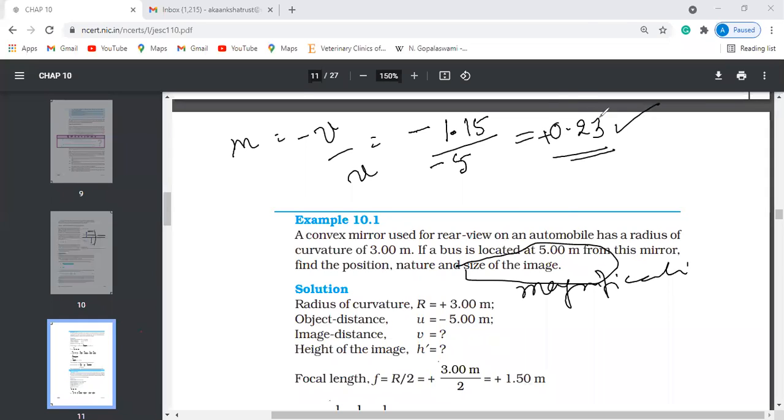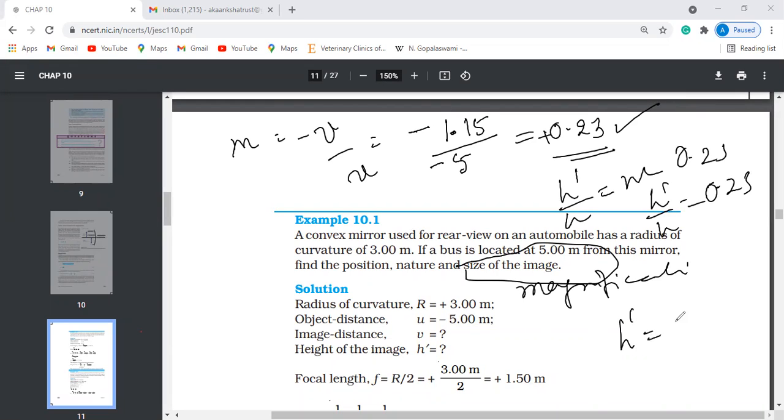Now observe here, if the value is in the order of a point, it means the size of the object has been reduced. Why? See, h dash divided by h is equal to m. That is, h dash by h is equal to 0.23. Now observe, height of the image h dash is equal to 0.23 into height of the object. For example, let the height of the object be 1 meter. Now tell me, what is the value of h dash? It is 0.23 meter. What does it say? That the height of the image has been reduced.